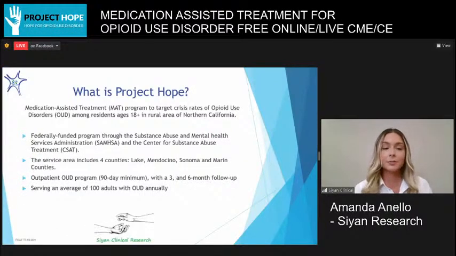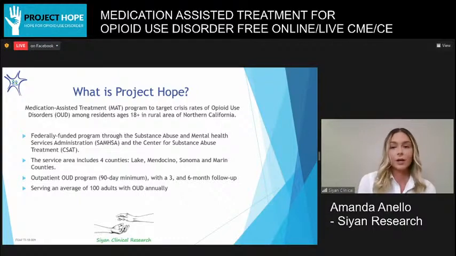So Project Hope is a medication-assisted treatment program to target the crisis rates of opioid use disorder amongst residents in Sonoma County, Lake County, Mendocino County, and Marin County. We're an outpatient treatment program, about a 90-day minimum program with a 3-month and a 6-month follow-up, as Dr. Bader mentioned in her presentation. We serve about 100 adults annually over the course of a 3-year grant program.